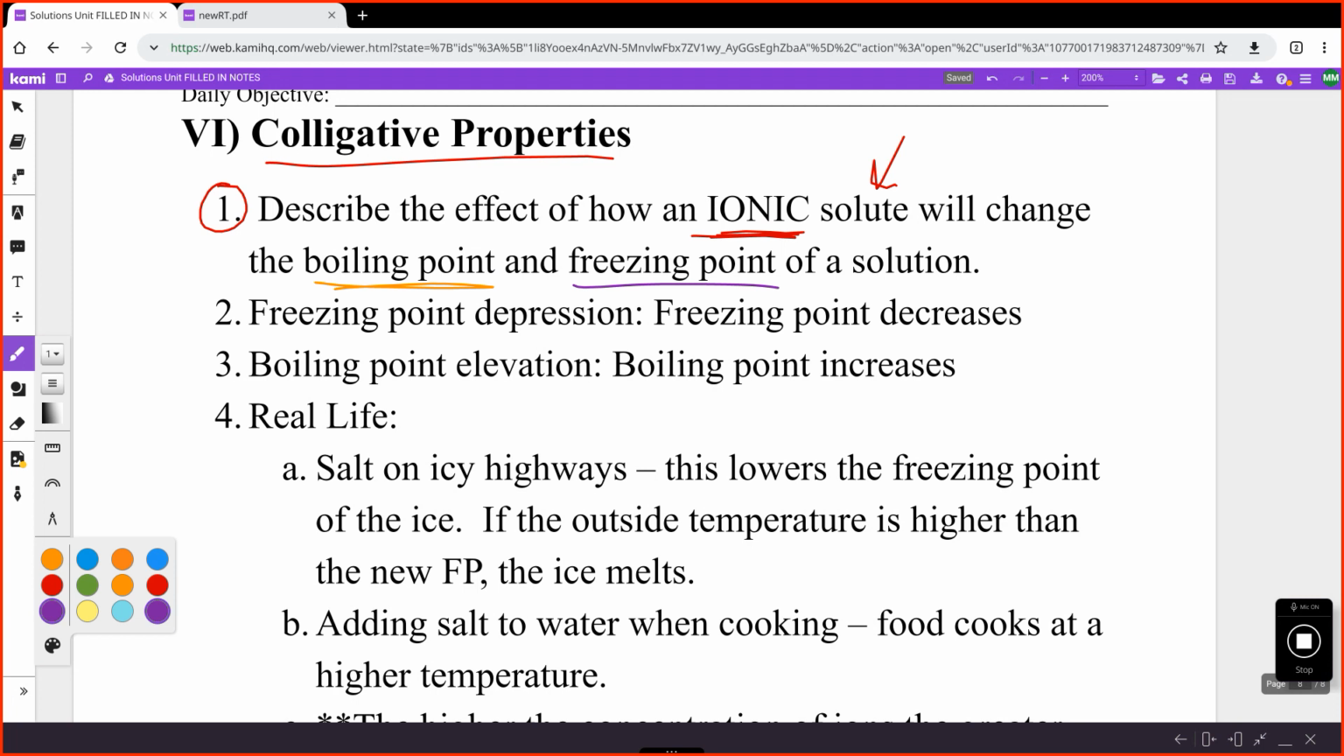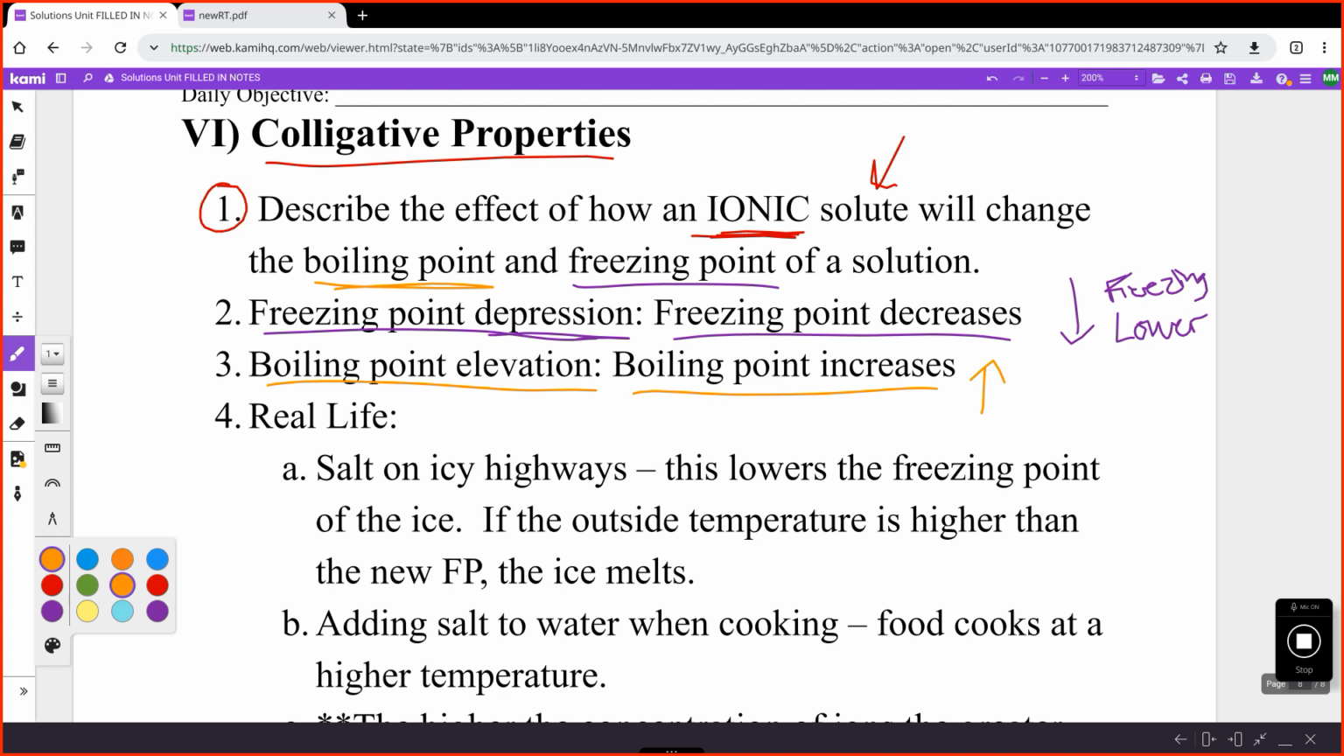The freezing point depression is what happens. Now, the word depression means to be low or to be down. And when you add an ionic salt to water, the freezing point of that solution goes down. So the freezing happens at a lower temperature. Sorry for the messed up writing. The board's not really cooperating today. But the boiling point elevation is the other thing that happens. And at this point, the boiling point goes up.